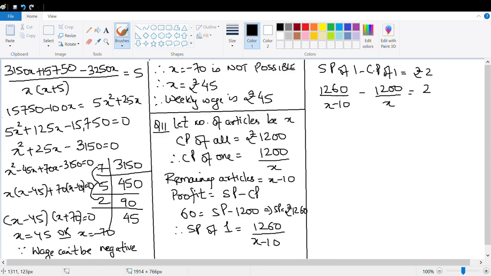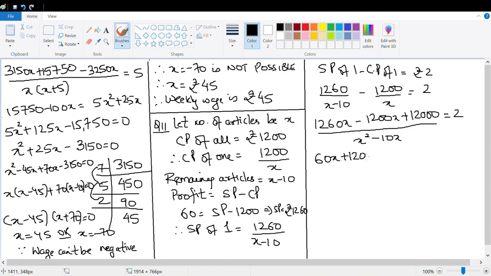I could divide it by maybe 60, but let's go ahead and solve it directly. 1260X minus 1200X plus 12,000 upon X square minus 10X is equal to 2. This is 60X plus 12,000 is equal to 2X square minus 20X. Let's take everything on one side. So 2X square, 60 goes there, becomes negative 80X minus 12,000 is equal to 0. Divide everything by 2. X square minus 40X minus 6,000 is equal to 0.